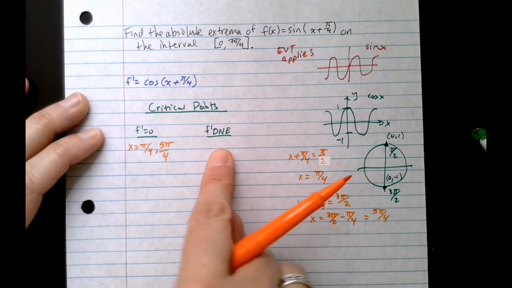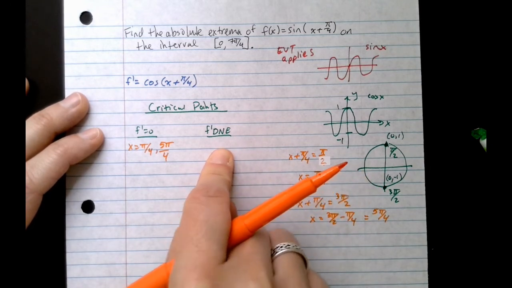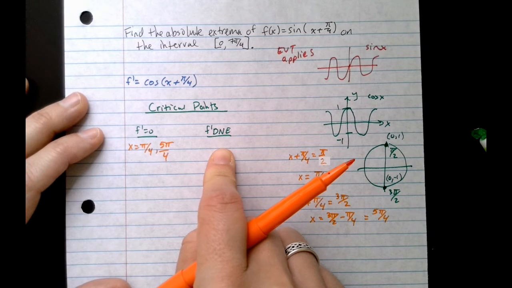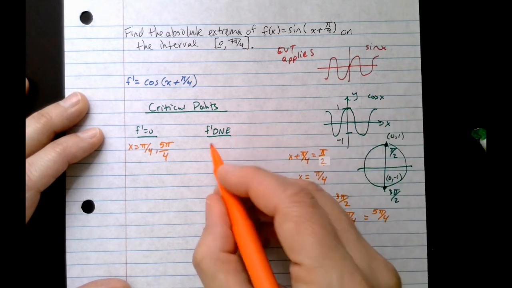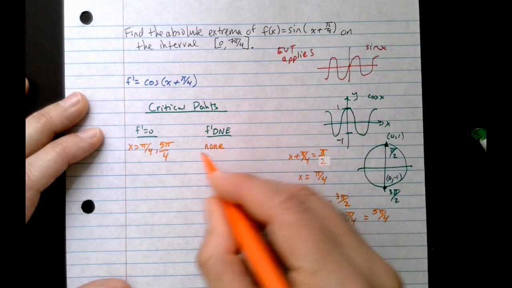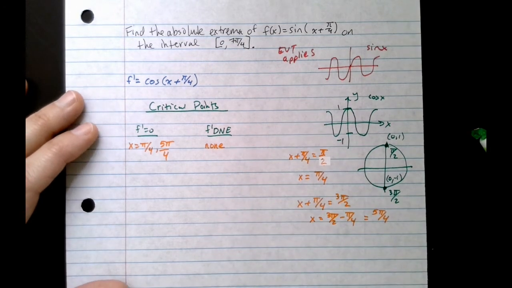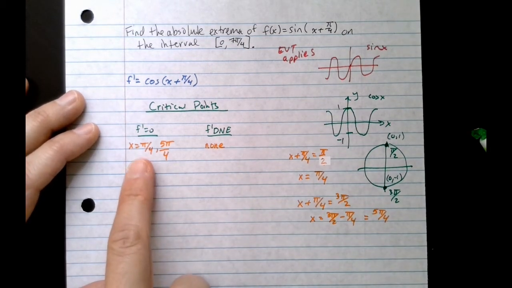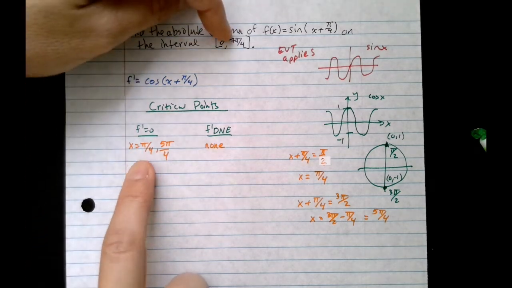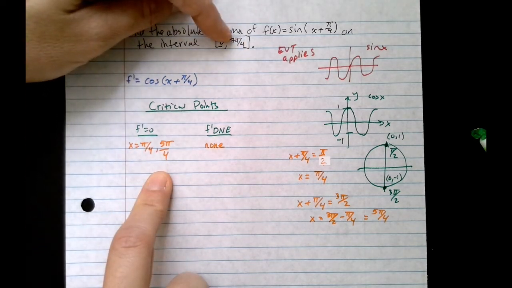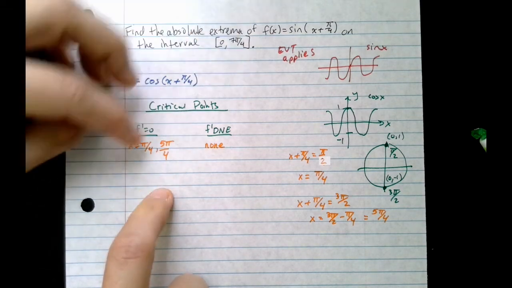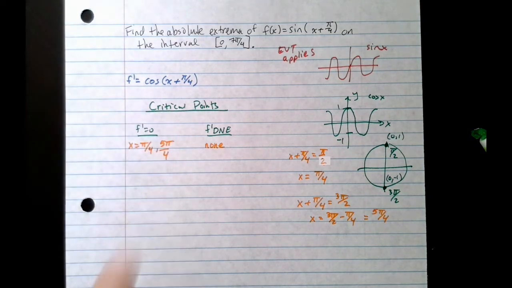Now, are there any points where the derivative will not exist? Well, the derivative is a cosine function, right? And it's on the interval from 0 to 7 pi over 4. Cosine is continuous everywhere, so no. There is no spot where the derivative will not exist. Now let's check before we make our table, are there any values we need to exclude? Well, pi over 4 is in this interval and 5 pi over 4 is also in this interval. So what this means in our table of values is we're going to have 1, 2, 3, 4 x values to test.